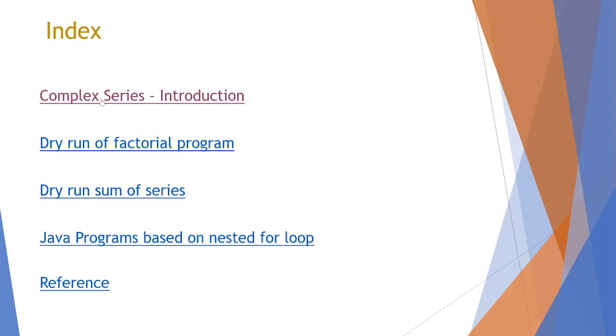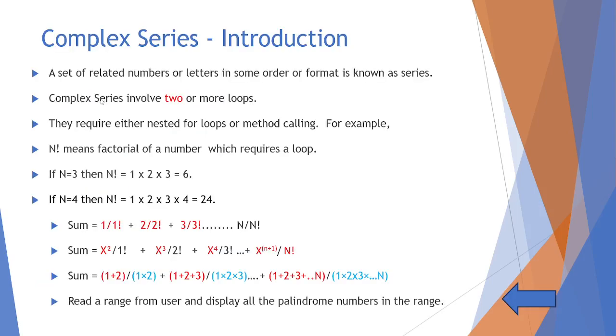Let's see the introduction. A set of related numbers or letters in some order or format is known as a series. Complex series involve two or more loops. They require either nested loops or method calling. Method calling, which I'll teach you.